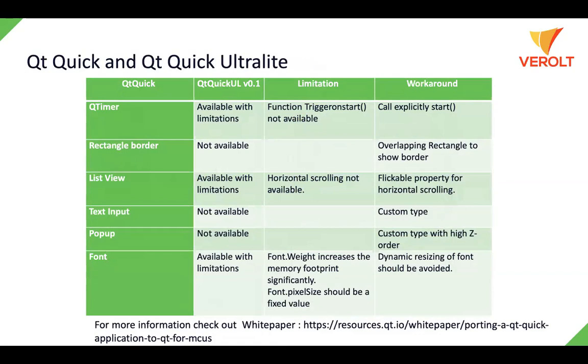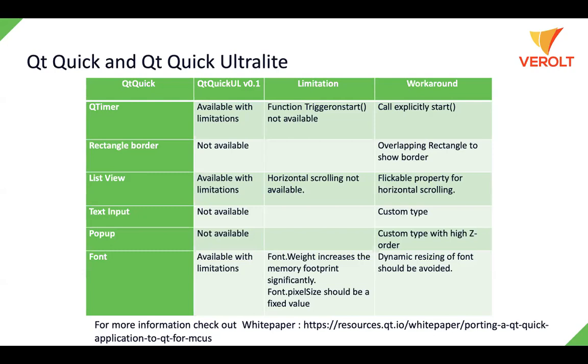And the next slide here, what we are describing is our experience with Qt Quick and Quick UltraLite. What are the differentiations here? So what we have gone through. Basically the first element is there is no rectangle border available in Qt UltraLite. So how we overcame it: we used two rectangles, and the background rectangle was slightly bigger, so it gives the illusion of a border. So that's how we have generated it.